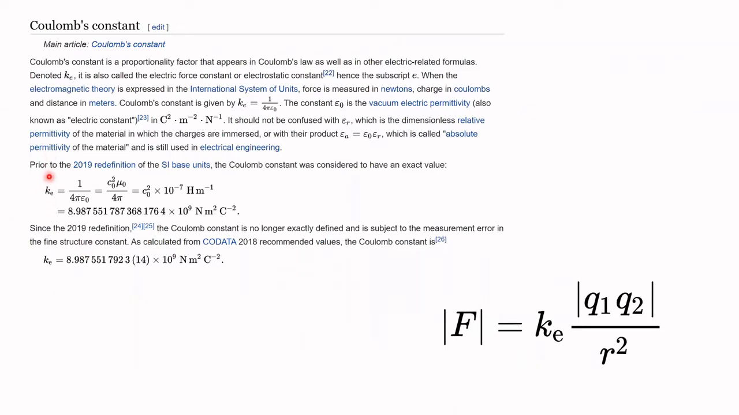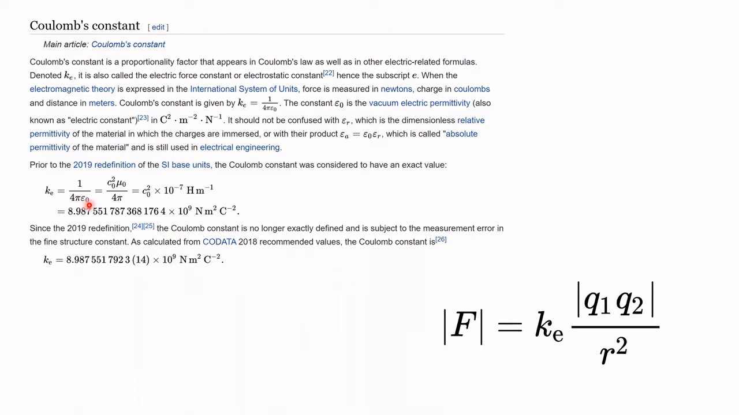This constant of proportionality, which describes the strength of the attraction or repulsion between charged objects. Like I said, it's been measured. There's another way to write it. You can cast it in a different form by setting it equal to the reciprocal of 4 pi epsilon naught. This quantity here is epsilon naught. We also call that the permittivity of vacuum.